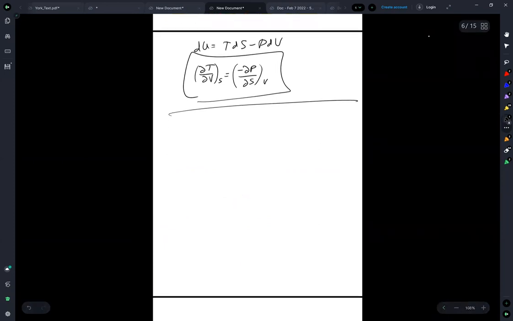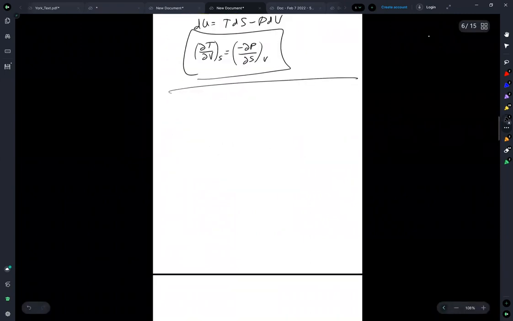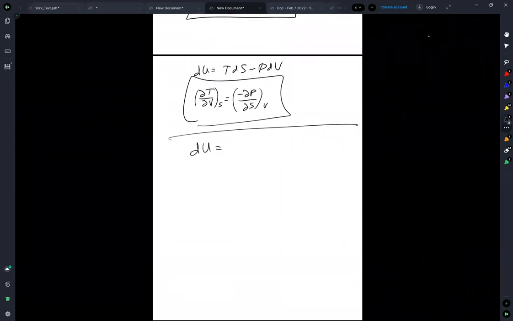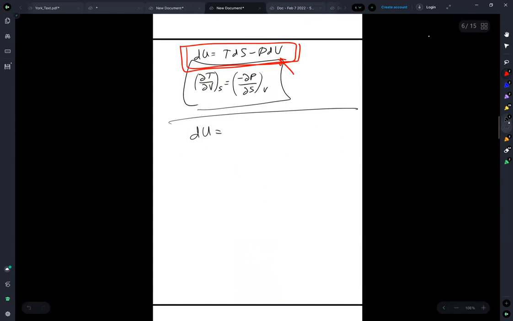So let's talk a little bit more about work. And the reason I bring this up is because we see here that during our Legendre transform, we have our dU is equal to this, right? And in this particular system, we just picked pressure volume work. And it doesn't have to be that, right? What we have is dU is delta Q minus delta W. Well, that delta Q is entirely managed by T dS, which means that this is everything else.